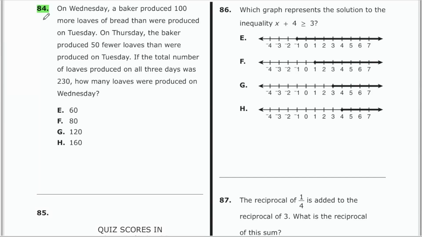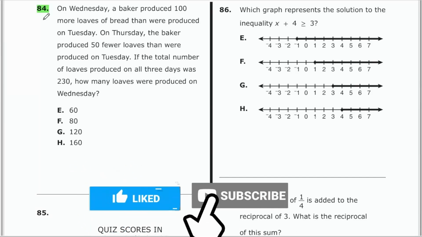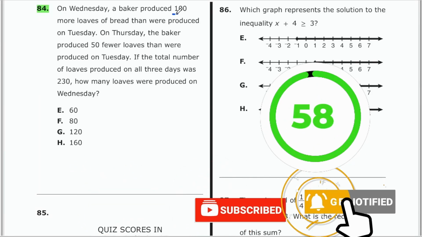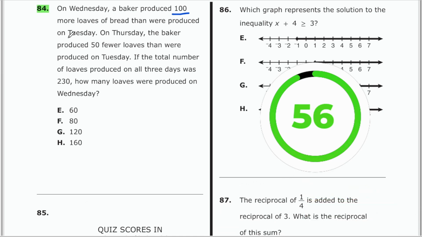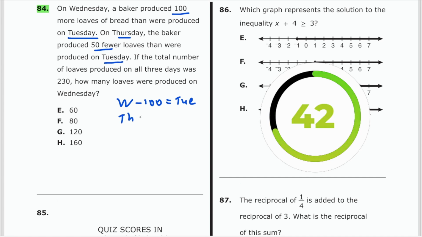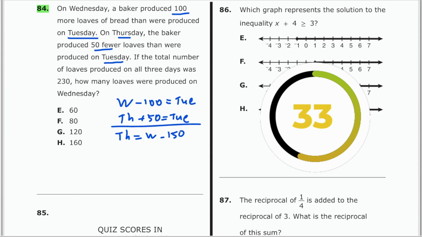So how can you do this problem in 60 seconds or less? On Wednesday, a baker produced 100 more loaves of bread than were produced on Tuesday. So Wednesday minus 100 is equal to Tuesday. On Thursday, the baker produced 50 fewer loaves than were produced on Tuesday. So you have Thursday plus 50 is equal to Tuesday. From here, we can quickly establish that Thursday is equal to Wednesday minus 150.